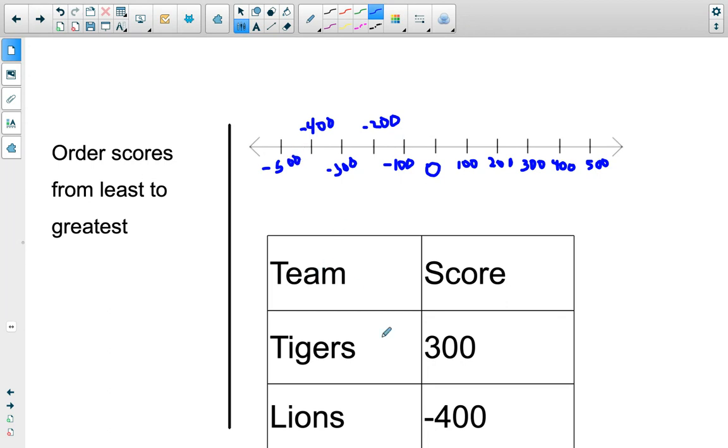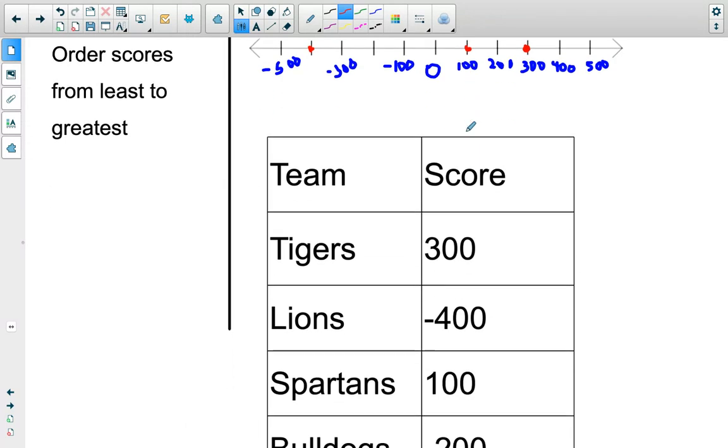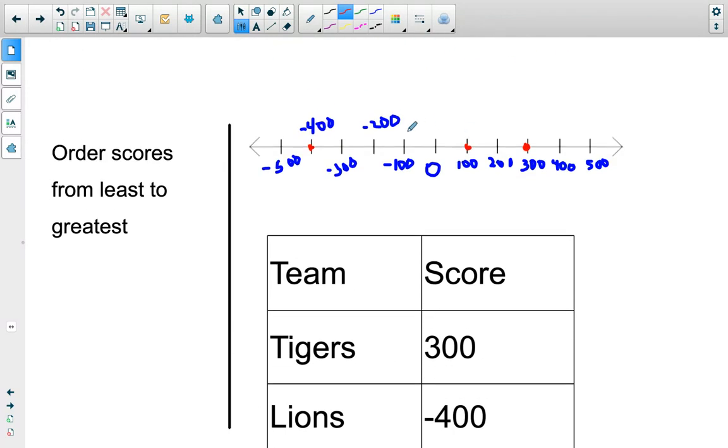So I have the Tigers. The Tigers are 300. So here, the spot, that's my Tigers. Then I have the Lions are negative 400. They're way down here. Negative 400. My Spartans are at 100. And my Bulldogs are at negative 200.